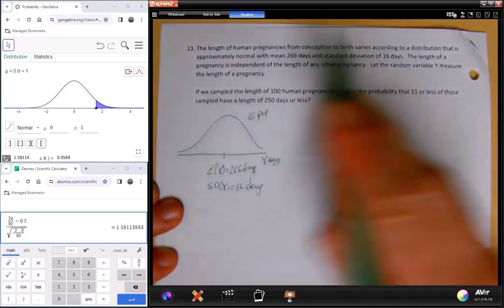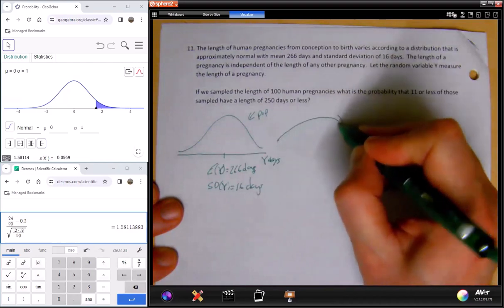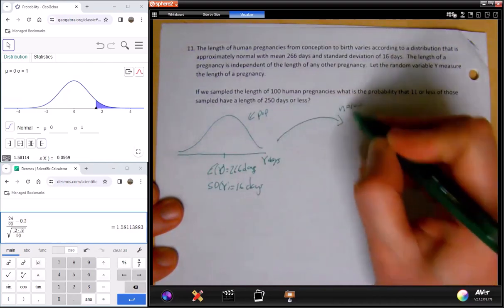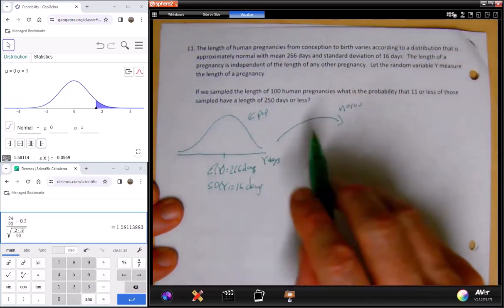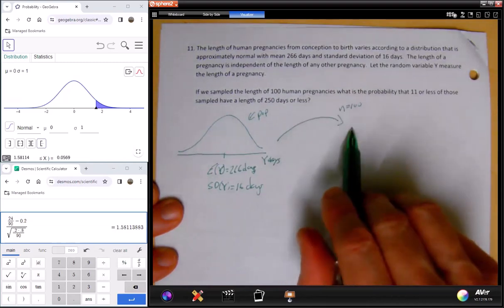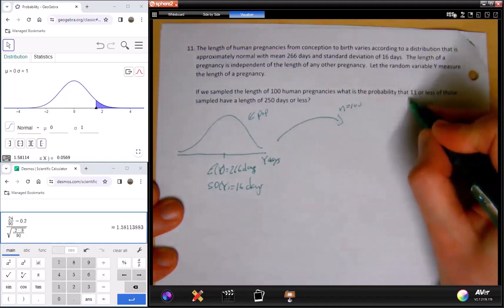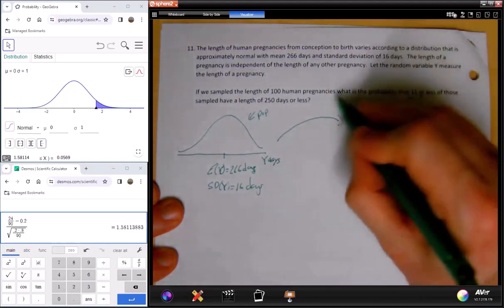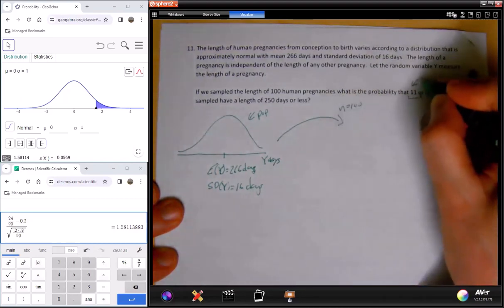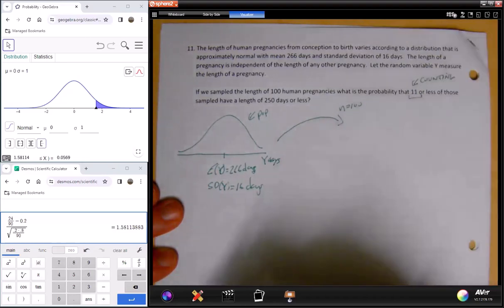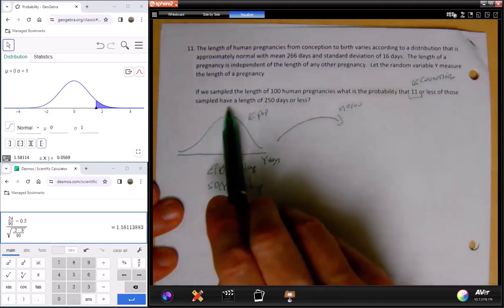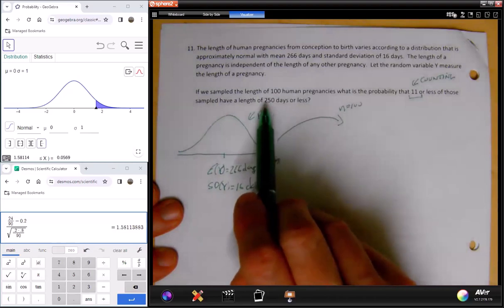If we sample 100, so now we're going to sample. We're sampling 100. But now on the other side, what is it that I'm going to land? Depends on the question. What am I doing with 100? What is the probability that 11 or less, I'm sampling 11 or less. This sounds like counting. Okay, I'm counting something. Sample have a length of 250 days or less.